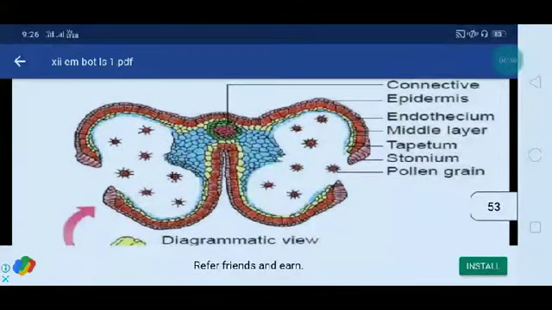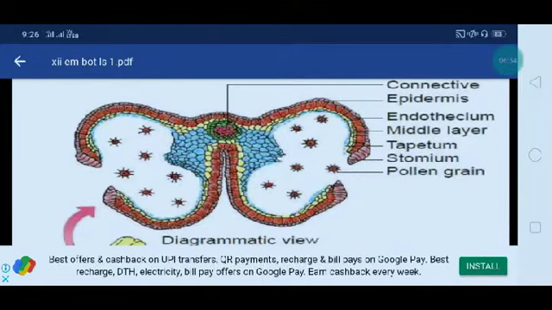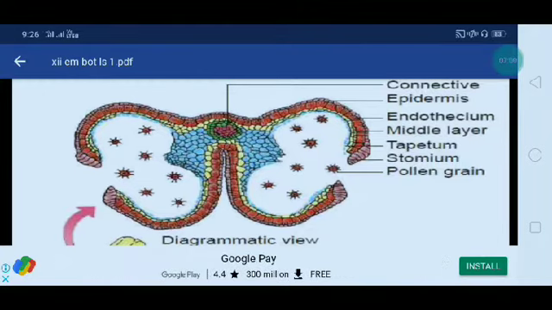This is the structure of a mature anther. Here there is the connective tissue first. Then the outer layer is the epidermis, then the endothecium, then the middle layer, then the tapetum. Stomium, then pollen grains.